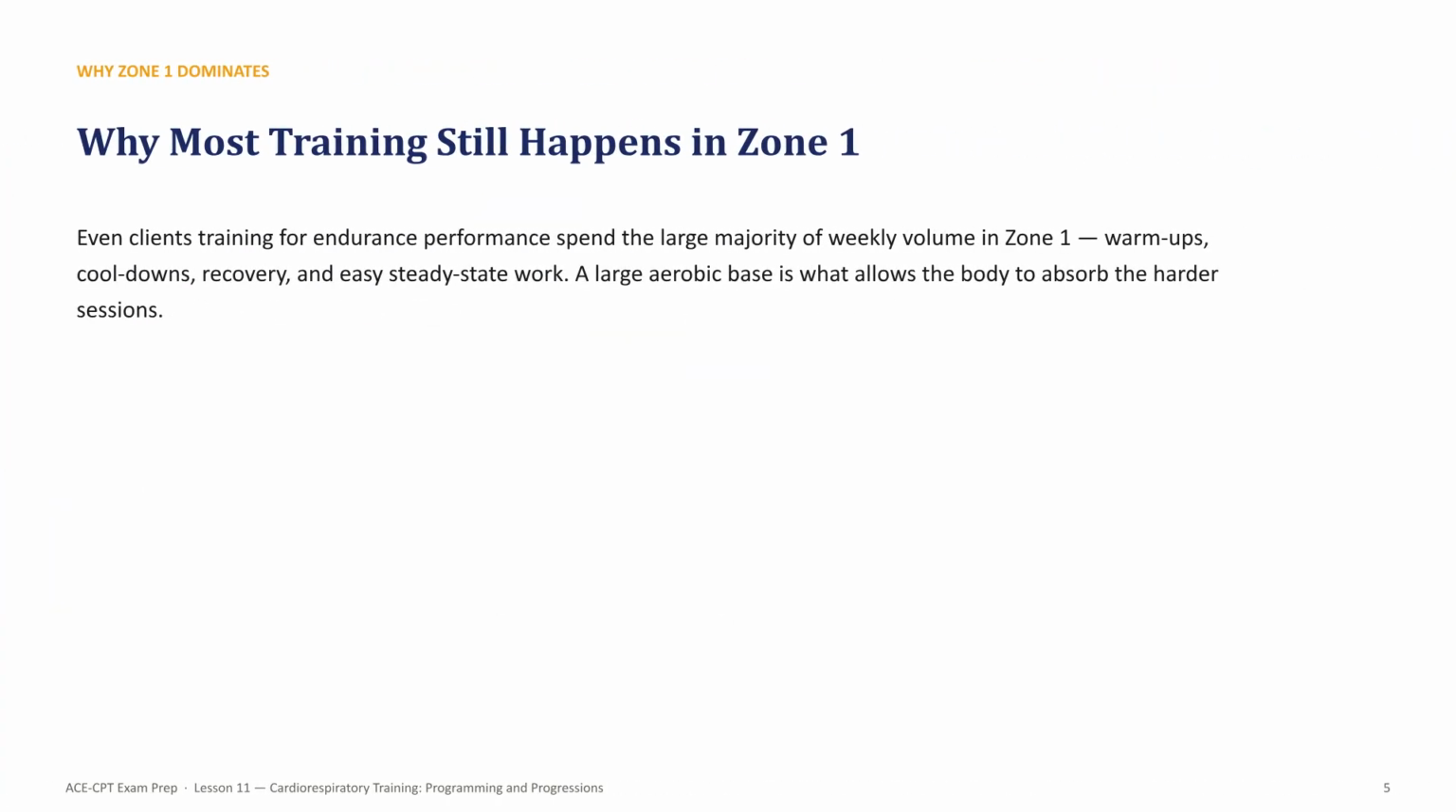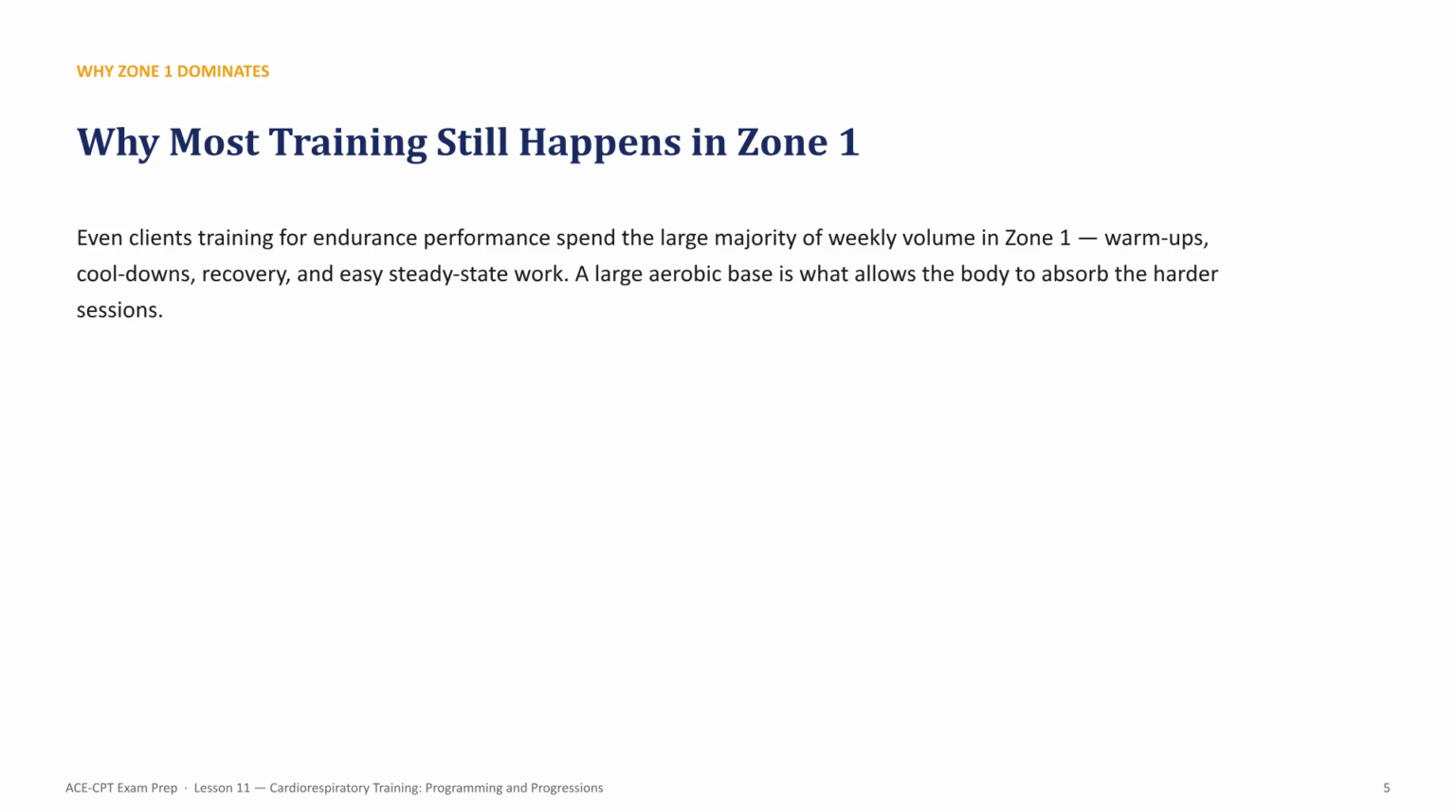This slide addresses something that surprises a lot of new trainers. Even clients who are training specifically for endurance performance, think runners, cyclists, triathletes, still spend the large majority of their weekly training volume in Zone 1. That includes warm-ups, cool-downs, recovery days, and easy, steady-state work.